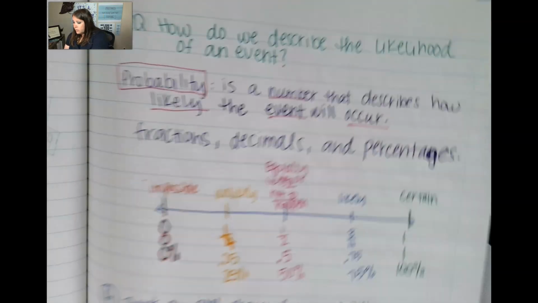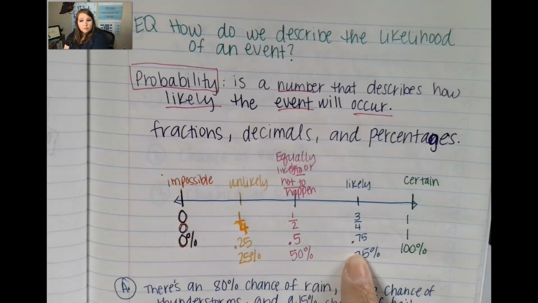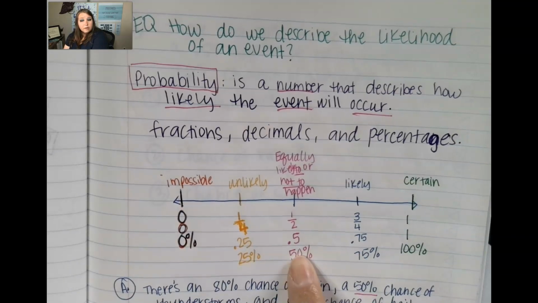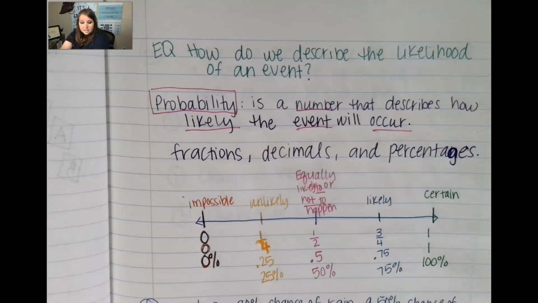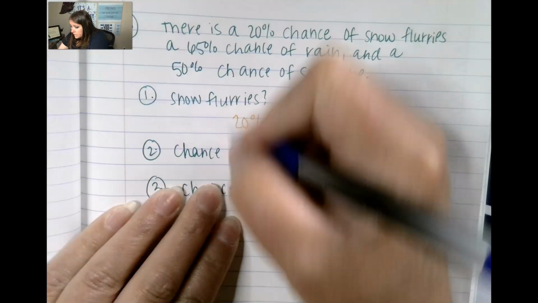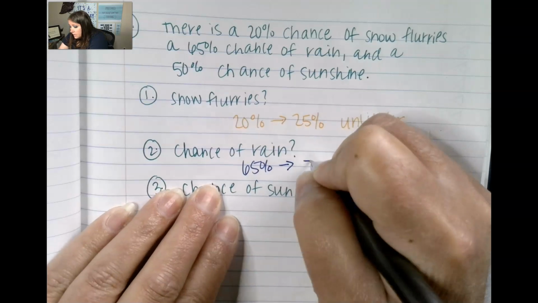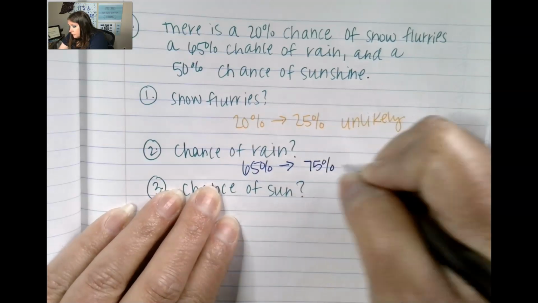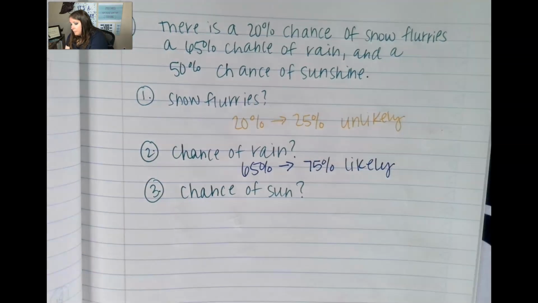Chance of rain, ooh, a 65% chance of rain. So 65% falls between 50% and 75%. Because it's bigger than 50% and almost 75%, it's closer here, we're going to go with that it's likely to occur. So 65% is more than 50, so it's closest to 75%, so it is likely to happen.